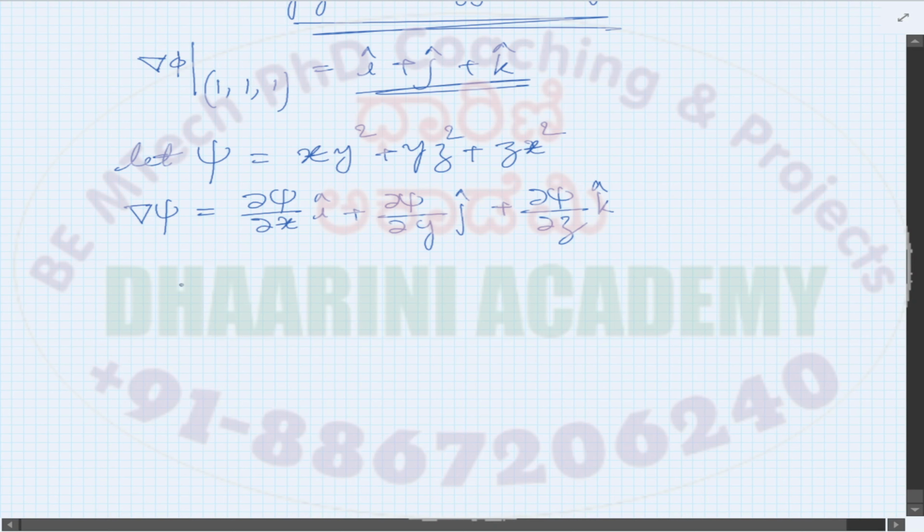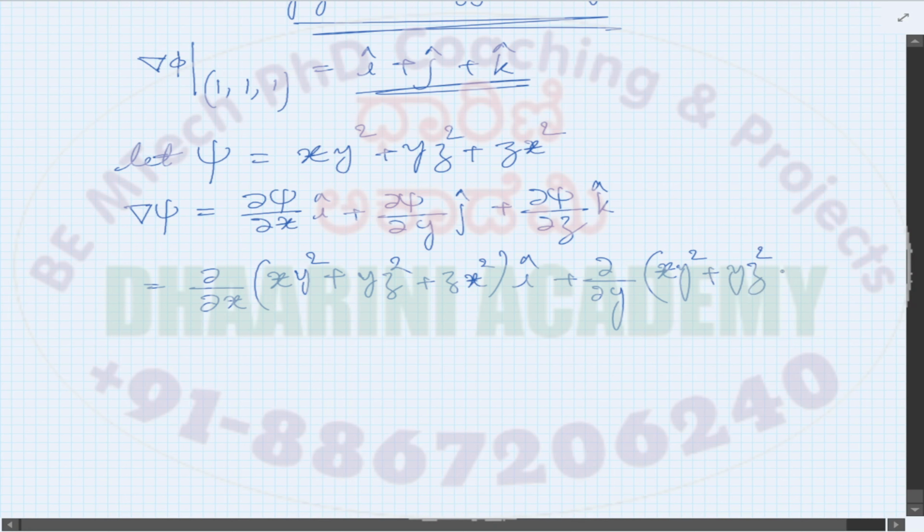So let us substitute now. This is equal to dou by dou x of the given surface, that is xy square plus yz square plus z into x square, into i cap, plus dou by dou y of xy square plus yz square plus zx square into j cap, plus dou by dou z of xy square plus yz square plus zx square into k cap.